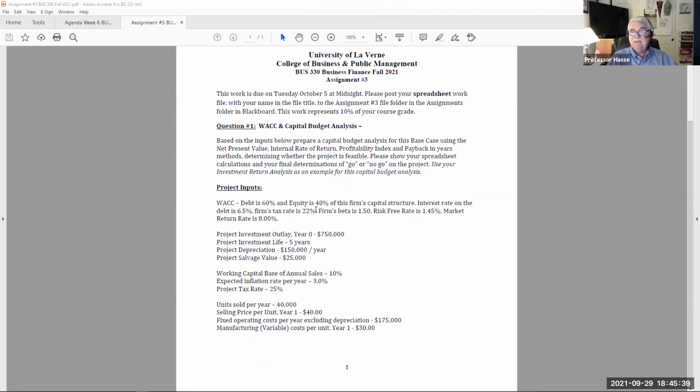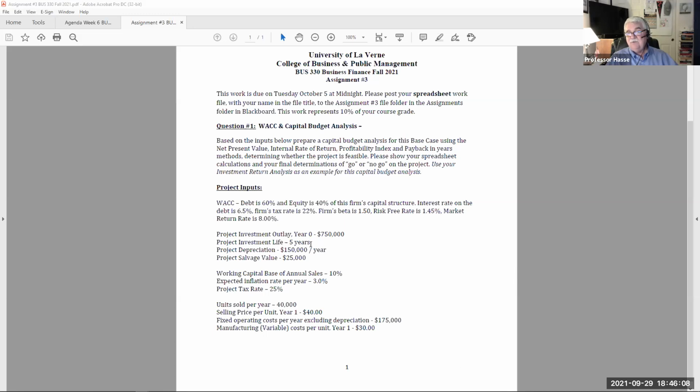That's good. But you have an interest rate on the debt of 6.5%. The tax rate is different. It's 22%. And the firm's beta is 1.5. The risk-free rate is 1.45, and the market return is 8%. These are all different. So you're going to have to incorporate those into your analysis, because these variables are a little different.